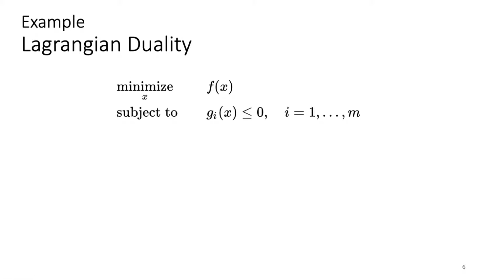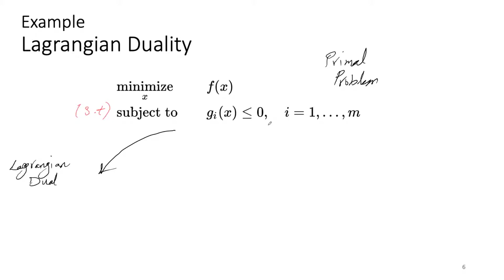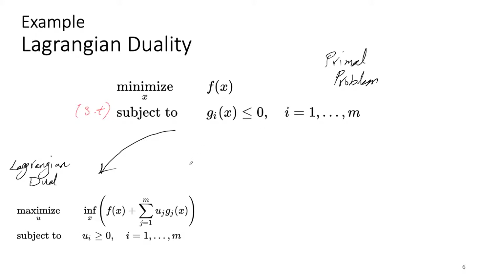So another example. Suppose this is your primal problem, right? You want to minimize a function f(x) for the values of x. So given x, you want to minimize f(x), and it is subject to this constraint, which says g_i(x) is smaller or equal to 0, right? So that's your constraint. So the dual of this problem can be defined as this, and it's unconstrained. That's why we call it infinity here.